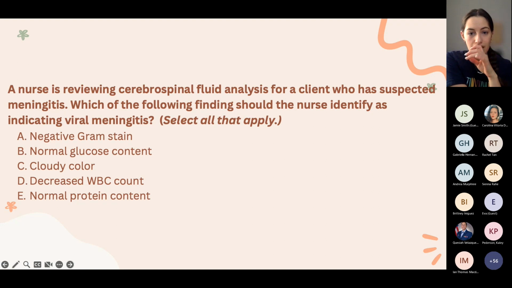This is viral meningitis, so just make sure that you know the difference in what the cerebrospinal fluid will show for a bacterial meningitis versus the viral. So if it was bacterial, it would have a positive gram stain, things like that. But really good job, you guys.